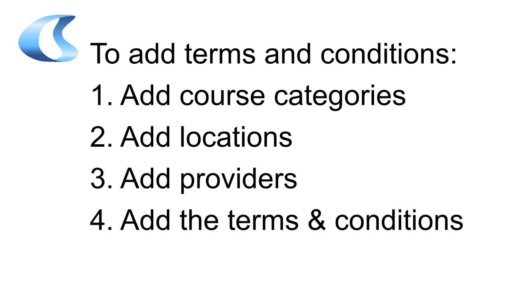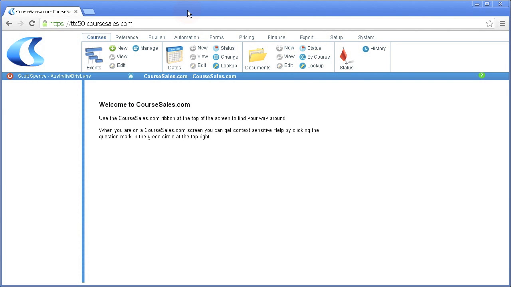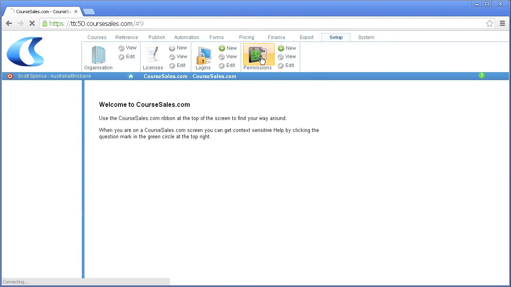To add terms and conditions, you need to add your course categories, locations, and provider options, and then your terms and conditions. The first step is the course categories.